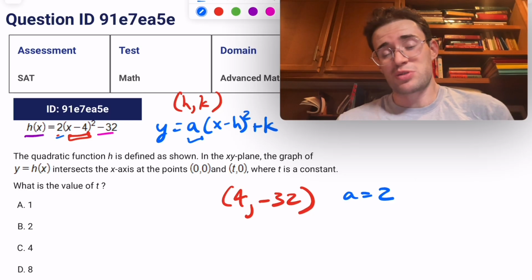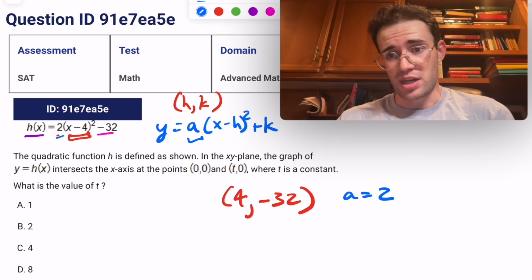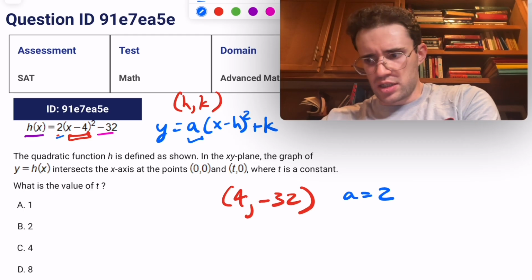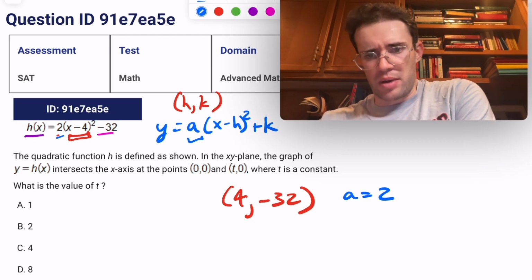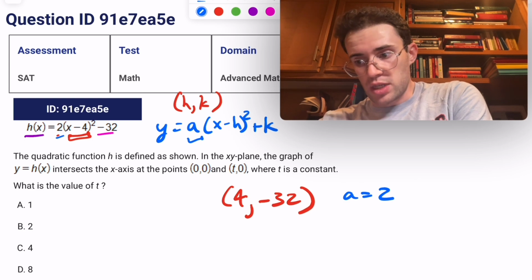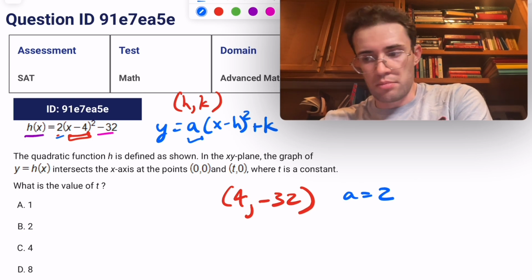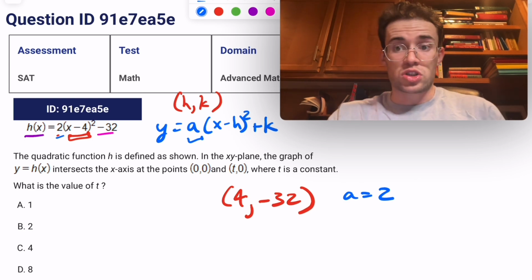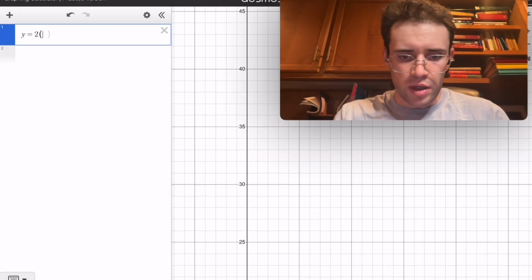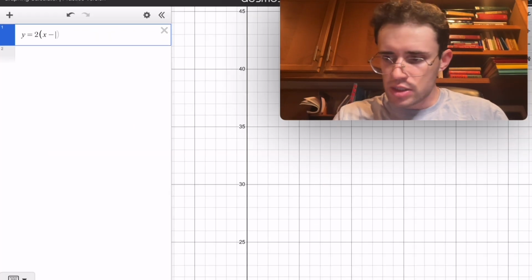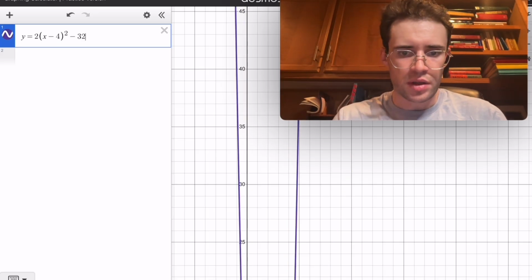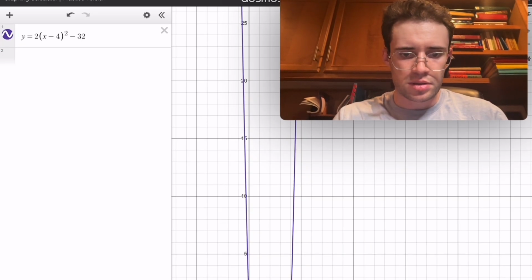You get Desmos for the whole test, so you might as well just type that equation in, see where the zeros are. So we have h of x, and you can write that as y equals, but it doesn't really matter. h of x equals 2 times the quantity x minus 4 squared minus 32. Just go over to Desmos, y equals 2 times the quantity x minus 4 squared minus 32, like that. And let's go to our zeros.